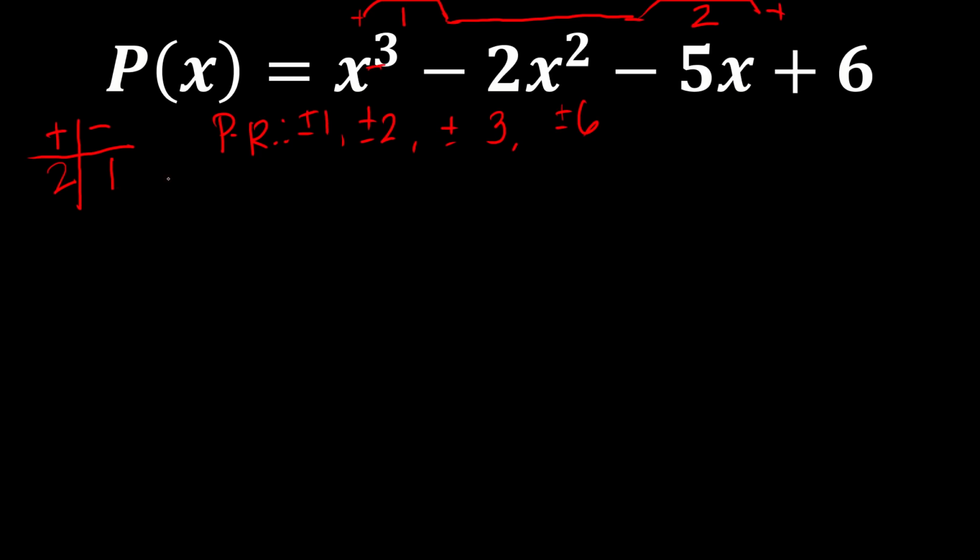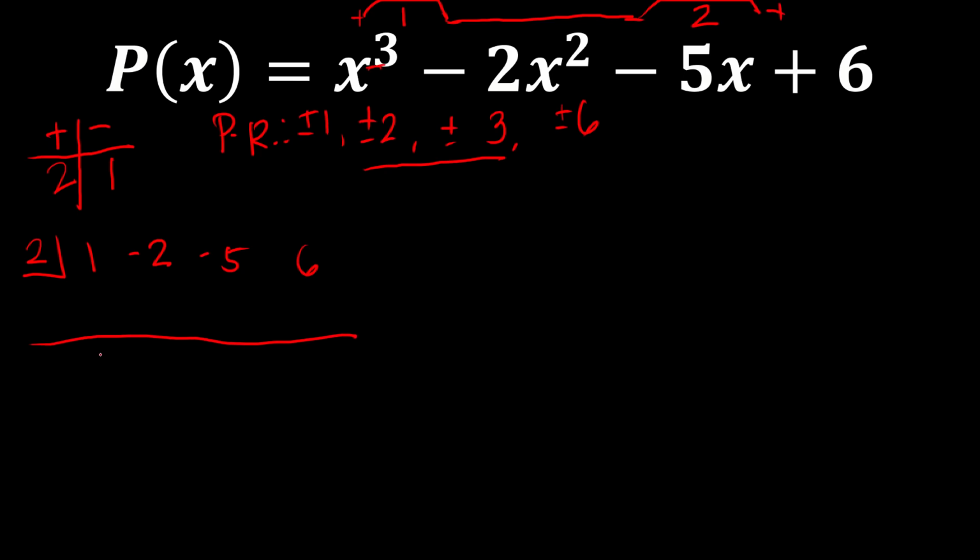Ano yung dalawang positive? Ano yung isang negative? So, dyan papasok si synthetic division. And sabi ko nga, always choose somewhere in the middle. Okay po? So, let us try positive 2. So, try natin si positive 2. So, we have 1, negative 2, negative 5, and 6.